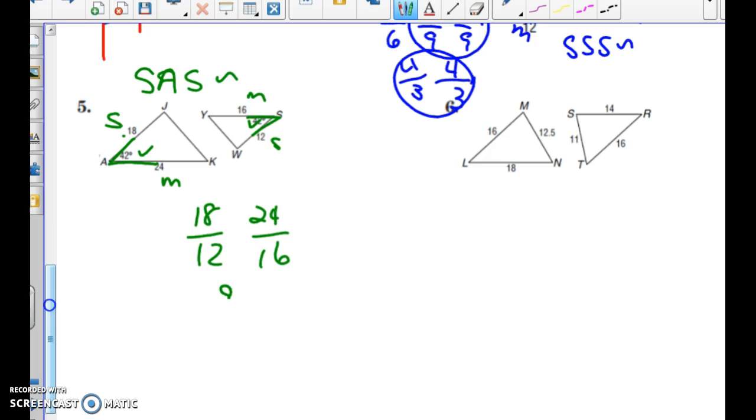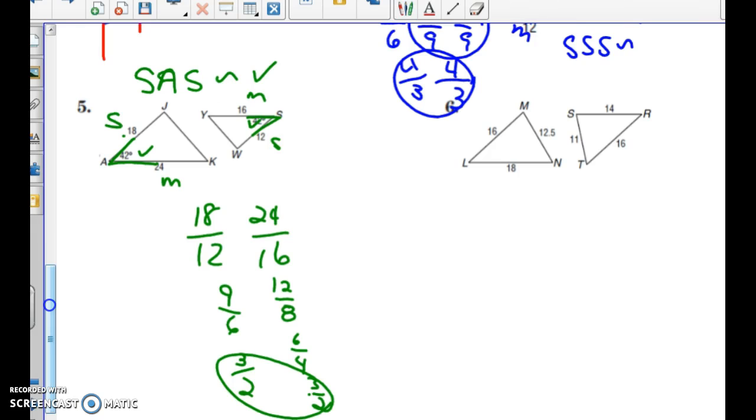So this would have been 9 over 6, which is 3 over 2. 12 over 8, 6 over 4. Right? 3 over 2. They came out to be the same. Side, angle, side similar is correct. What about the other one over here?